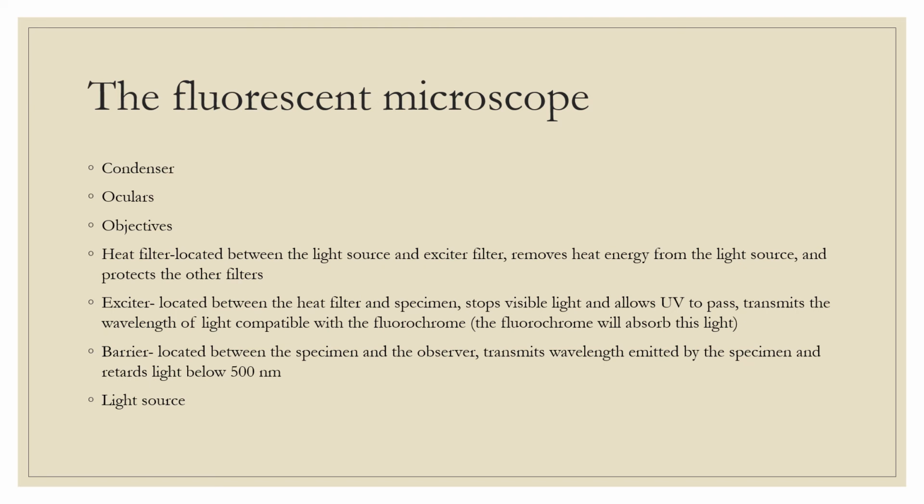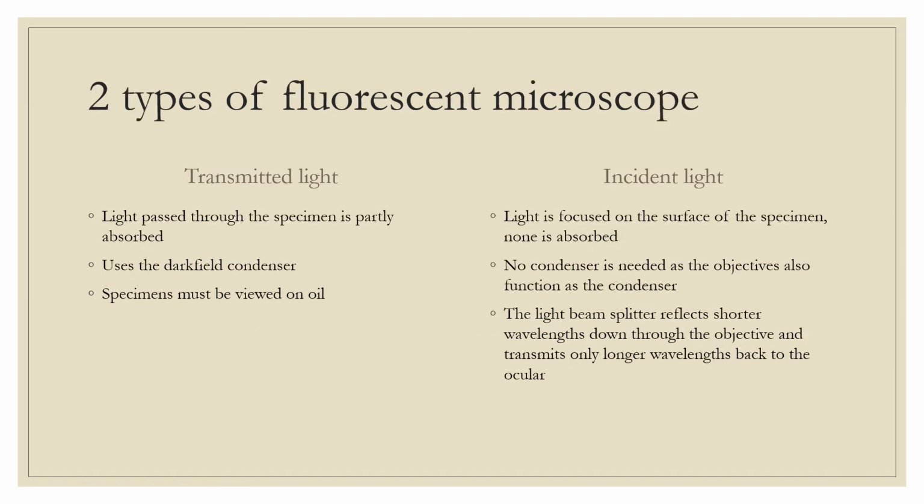There are two types of fluorescent microscopes, including the transmitted light microscope and the incident light microscope. In the transmitted light microscope for fluorescent microscopy, light is passed through the specimen and is partially absorbed, and we use a dark field condenser, and the specimens are viewed on oil.